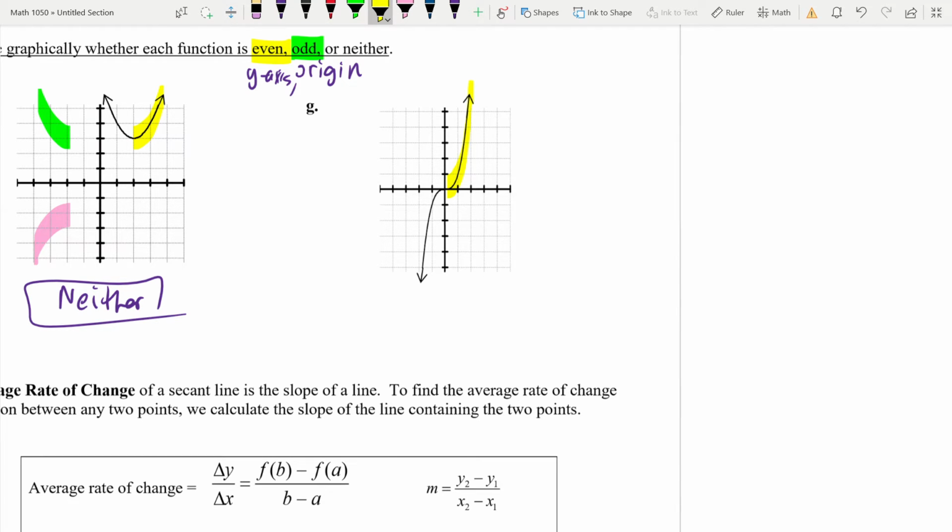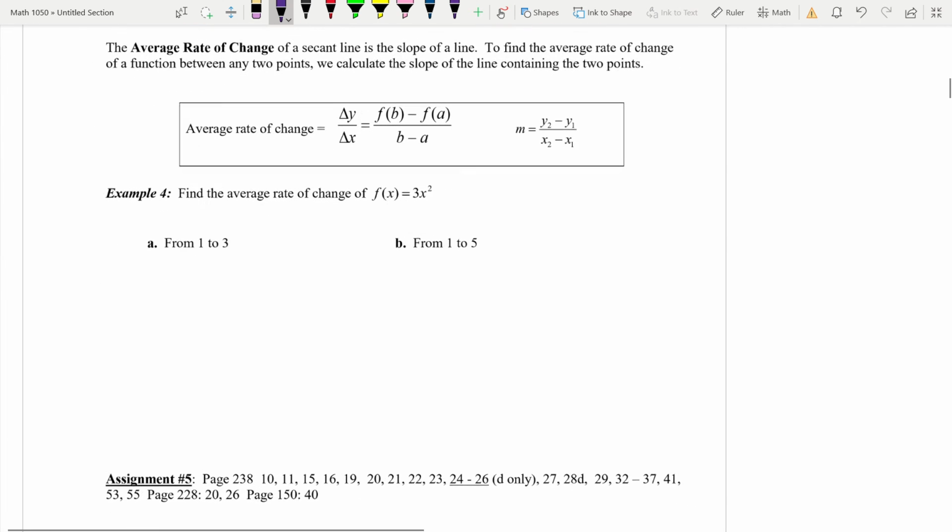Here's this half. Reflected across the y, it's going to go there. It's not on the other half. But then you take that pink and fold it across the x, and it is on the other half. So what's the answer, everybody? It's odd. It's reflected across the origin, therefore it's odd. Okay? Okay, average rate of change.